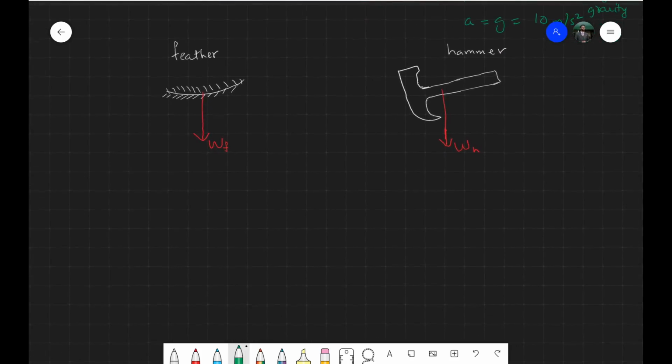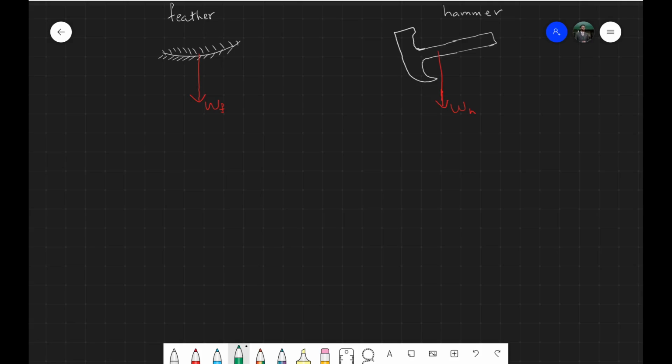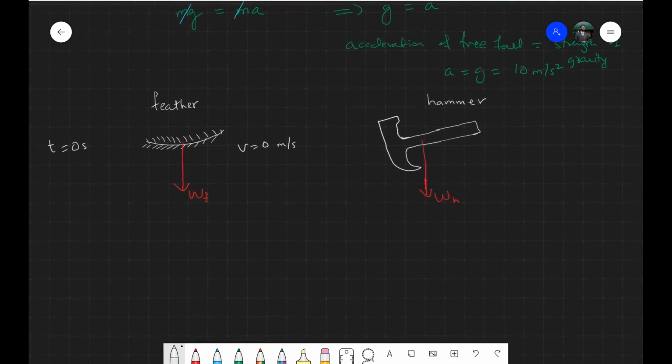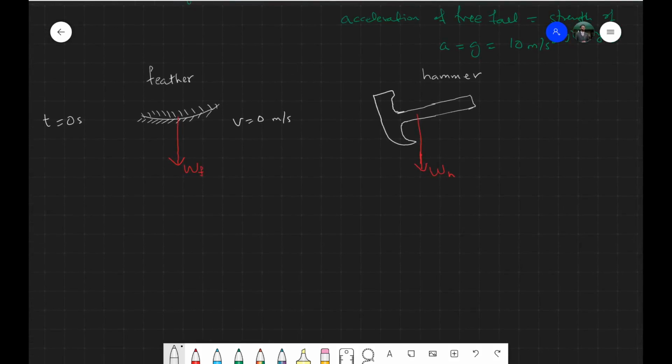Now let's look at the feather, for example, or the hammer. We can draw them at different positions. So when you draw them initially, let's say we call this time t equals 0 seconds. They will both be at rest. Their speed will be equal to 0 meters per second. And it's the weight which is acting on them. Now we know from the above equation that their acceleration is going to be 10 meters per second squared.